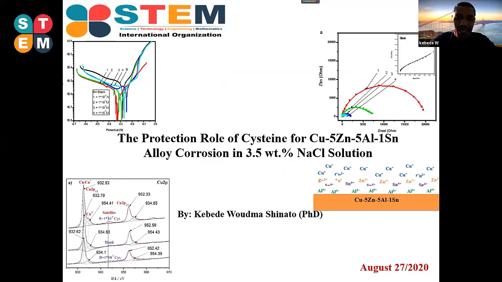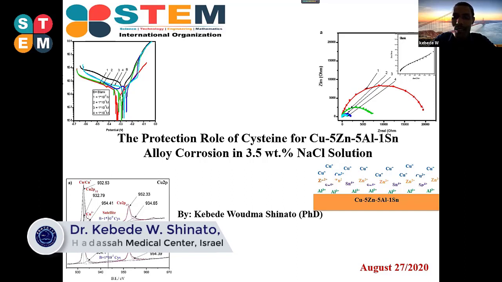This is the protection role of cysteine for copper-5 zinc-5 aluminum-1 tin alloy corrosion in 3.5 weight percent sodium chloride solution. There is work here on the corrosion of this golden alloy. Actually, it is a newly produced alloy, and its protection uses the inhibitor called cysteine.